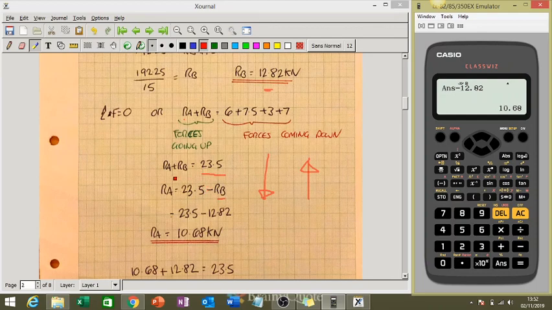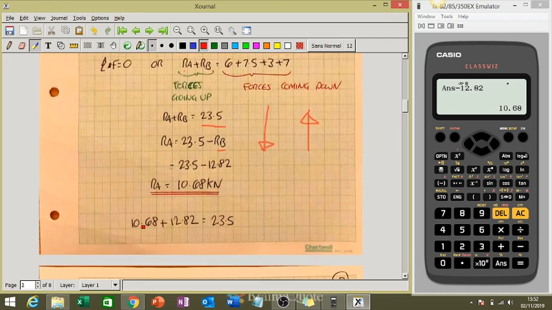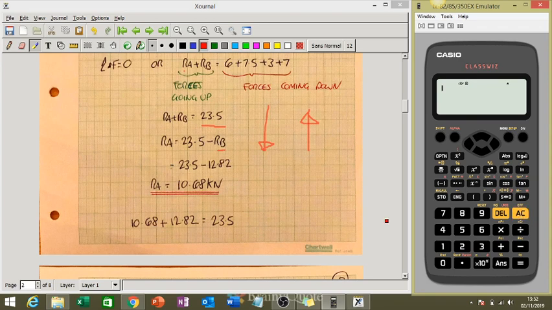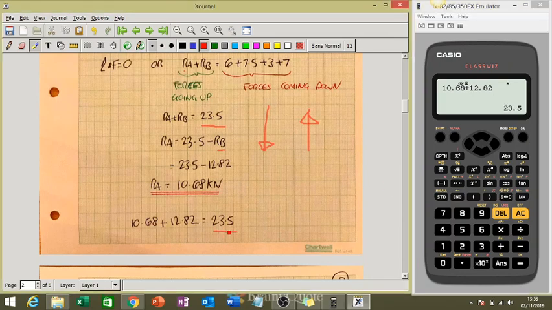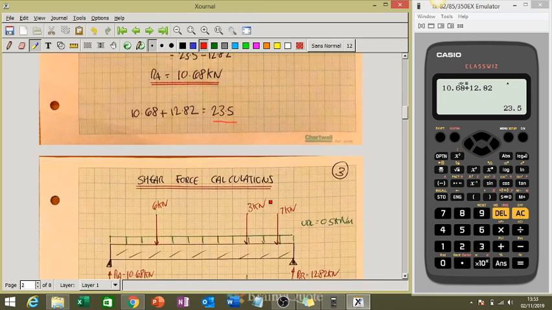So make sure you put it back in. Just to check, we know that that plus that has got to equal 23.5. So 10.68 plus 12.82 has got to equal 23.5, which it does. So 10.68 plus 12.82 will give us 23.5. So we know the reactions.